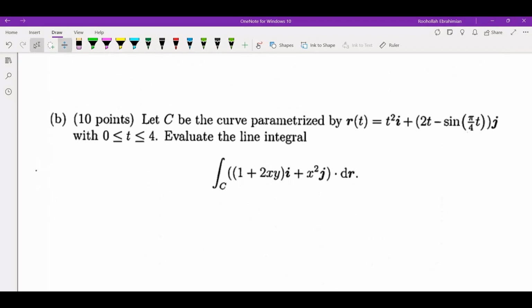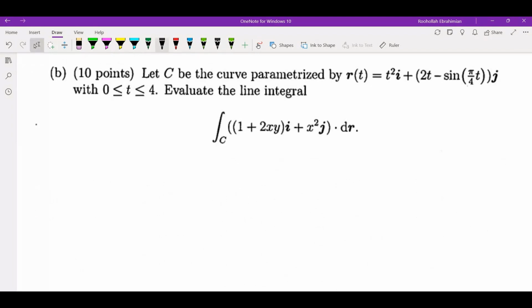Okay, last part of this problem and the exam. Let C be the curve parameterized by that. Evaluate this line integral. So now if you notice, this vector field is in fact conservative. So if you evaluate the curl of this one, you'll see partial of this one with respect to x and partial of this one with respect to y. Those are both 2x. So this is conservative. So let's find a potential function.